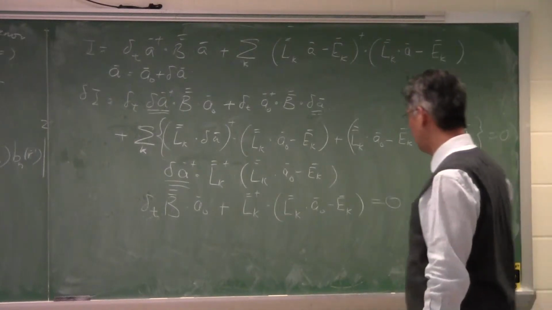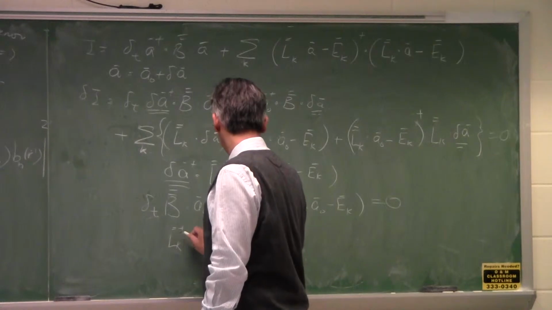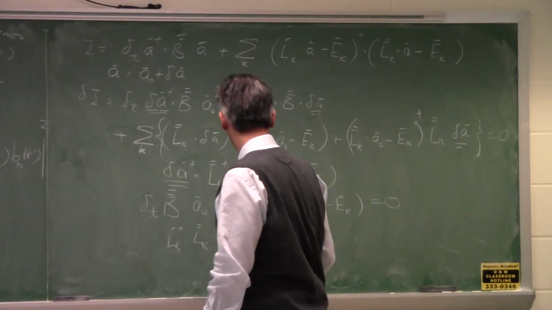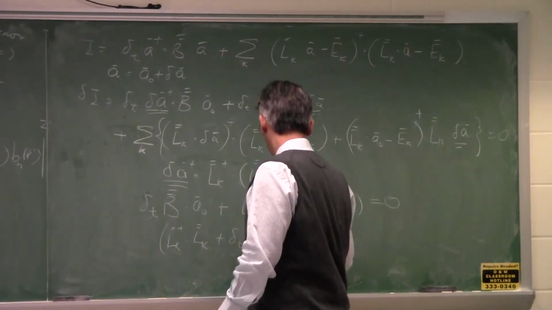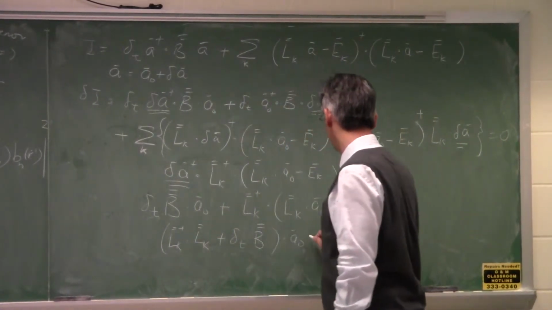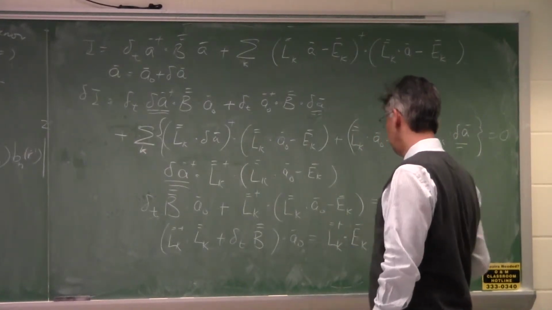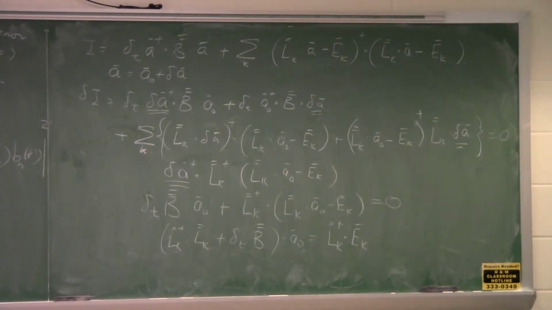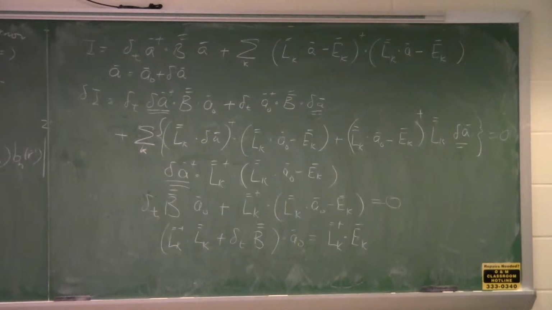And then if you look at this equation, you can write it in terms of Lk conjugate transpose Lk plus delta t B dot A naught must be equal to Lk conjugate transpose Ek. So this is the equation to solve for your unknown A naught. And this problem now is made well posed. Before that, it cannot be inverted.